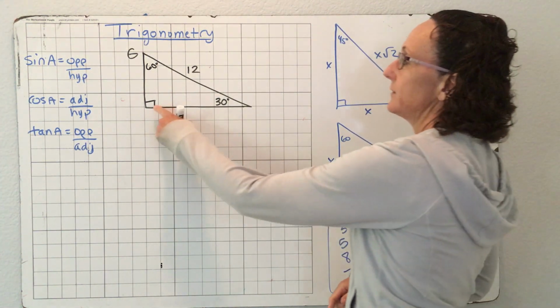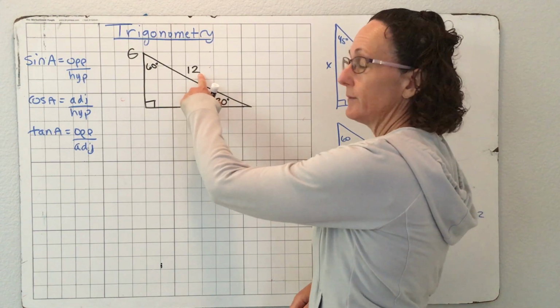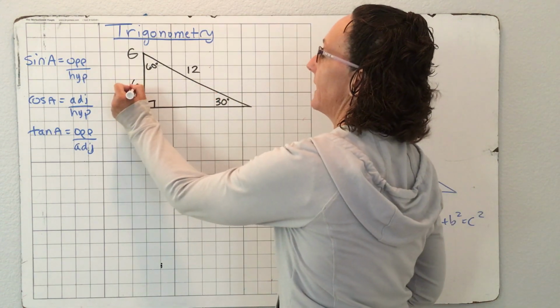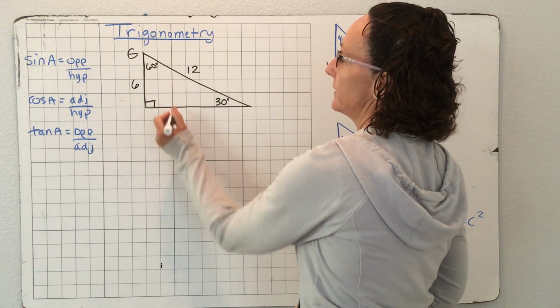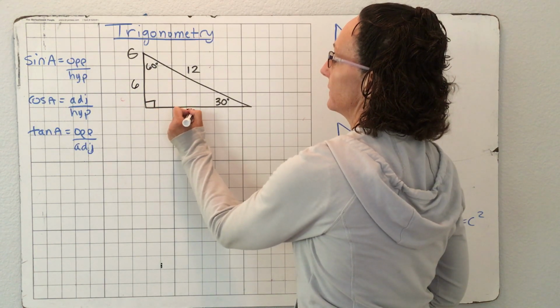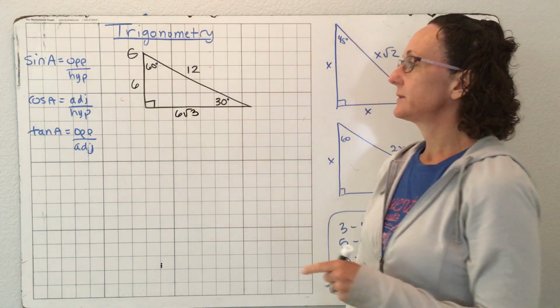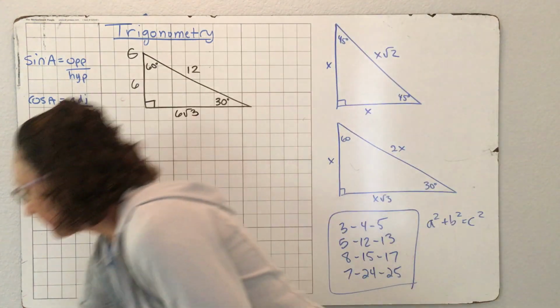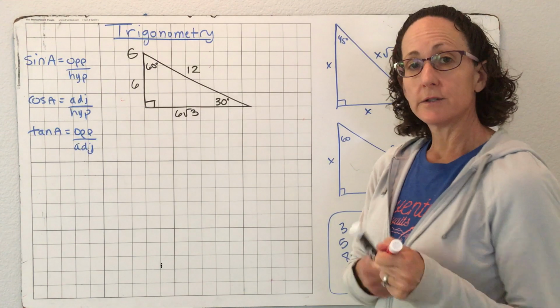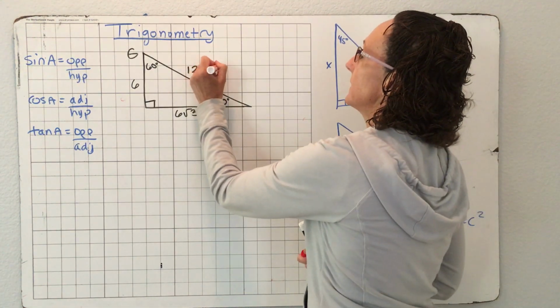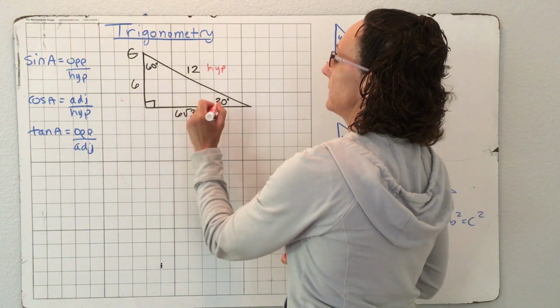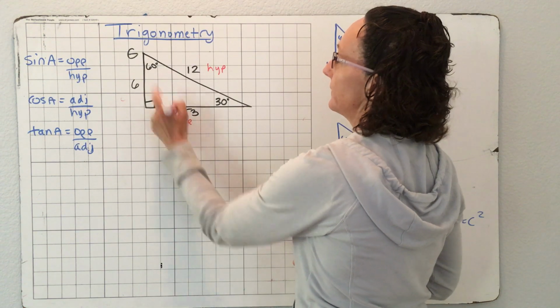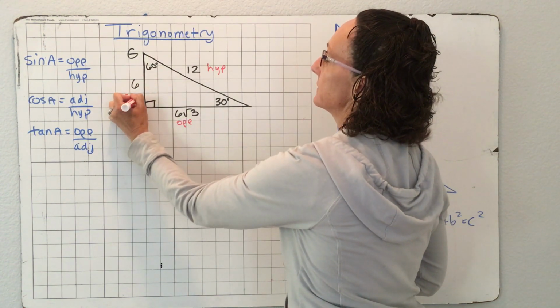So if the side across from the hypotenuse is 12, the side across from the 30 is half that, and the side across from the 60 is x root 3, okay? So 6 root 3, 12, okay? So I'm going to find the sine, cosine, and tangent of all this, so I need to mark that this is the hypotenuse, this is the opposite from G, and this is the adjacent.